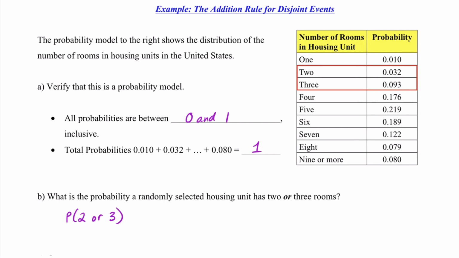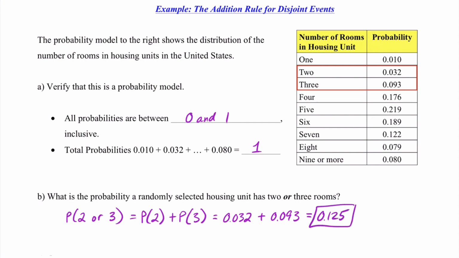Since we recognize that these 2 events are disjoint, that allows us to simply say, well, to find the probability of 2 or 3, we need to find the probability that a randomly selected house has 2 rooms, and we're going to add that to the probability that a randomly selected house has 3 rooms, but we get to handle those separately. We're given from the table that the probability of 2 rooms would be 0.032, and the probability of 3 rooms would be 0.093. Adding those two probabilities together, we end up with 0.125, and we've got our probability.